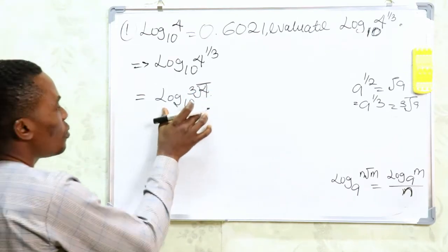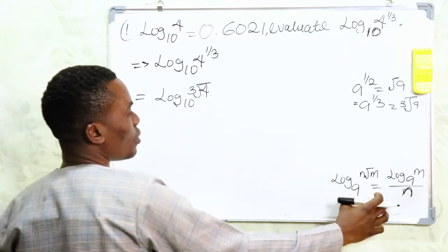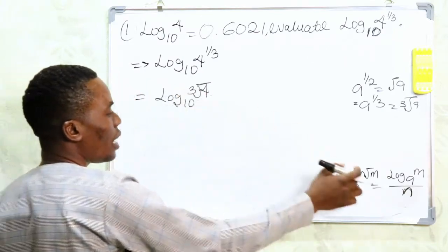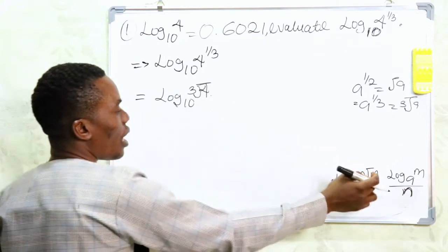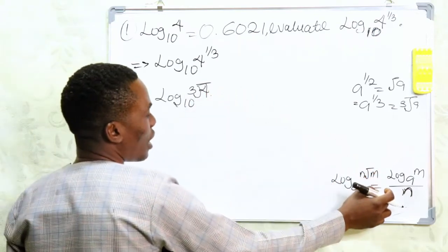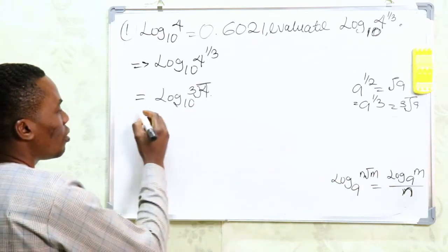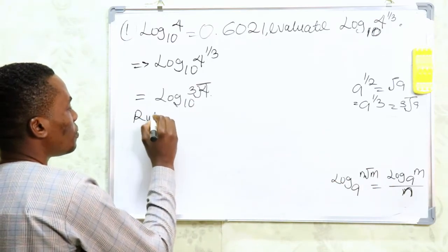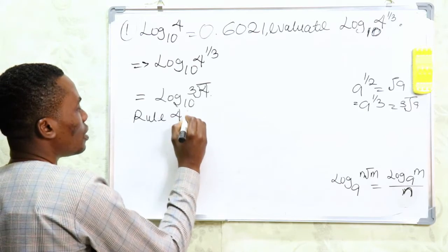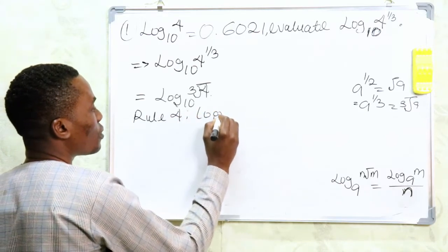Now, if we compare that to this equation, you will find out that our n is 3, our m is 4, and our a is 10. Now, let's apply this equation from rule 4, that is the logarithm of roots.